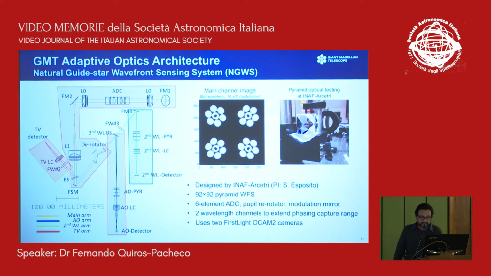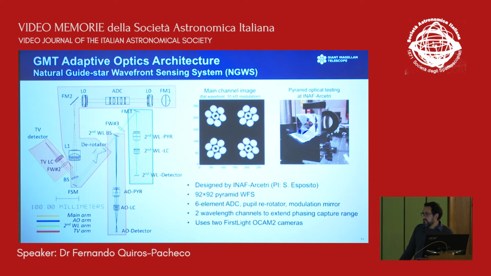So then we have the NGWS that is based on actually 2 pyramid wavefront sensor channels. The first one is the one that provides the AO correction plus phasing, but because it has a limited capture range, it's not 40 microns as the DFS. This one is limited to plus or minus half a wavelength.